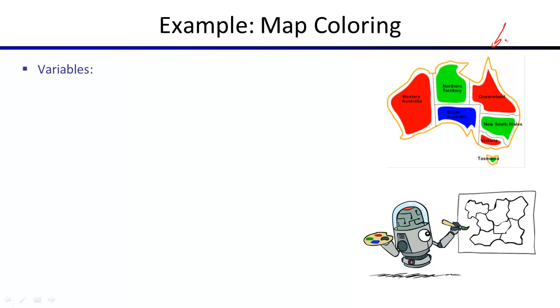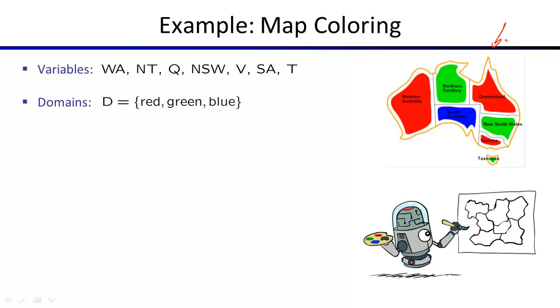Well, what are the variables? The variables are the regions. Each of these regions corresponds to a variable. Then the domains: in this case, each variable has the same domain, three colors: red, green, blue. What are the constraints? Adjacent regions must have different colors. That's the way we define the problem.